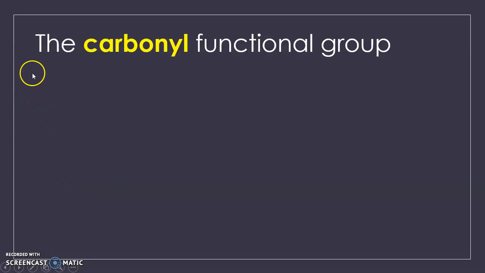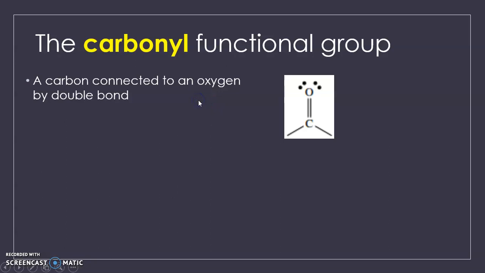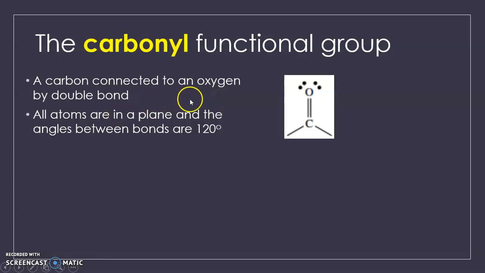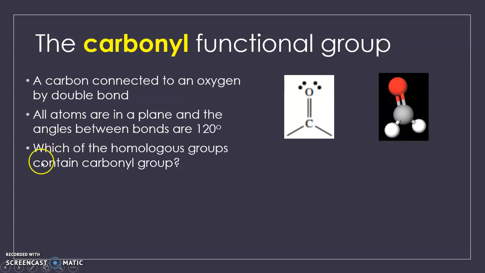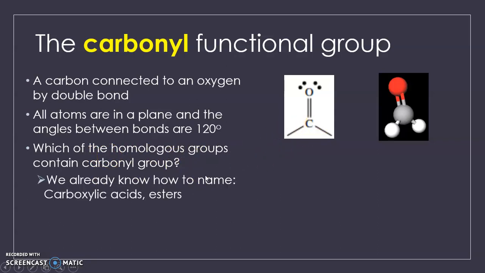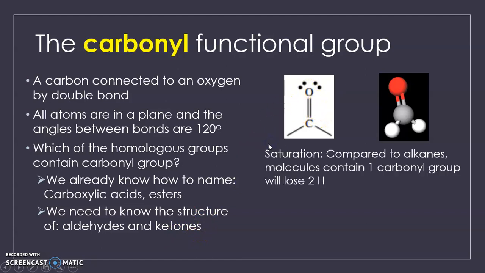The carbonyl functional group: a carbon connected to an oxygen by a double bond. All atoms are in a plane and the angles between bonds are 120 degrees. Which of the homologous groups contain the carbonyl group? We're not unfamiliar with it. Carboxylic acids and esters all have carbonyl groups in them. But we also need to know the structure of aldehydes and ketones. That is basically when the carbonyl group is by itself.